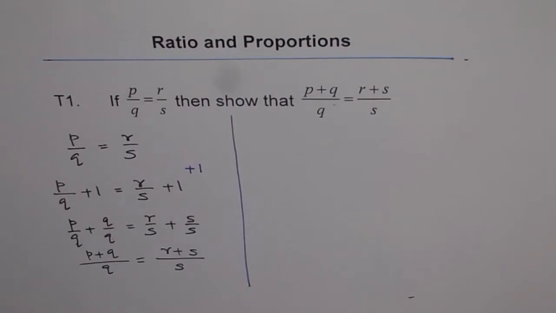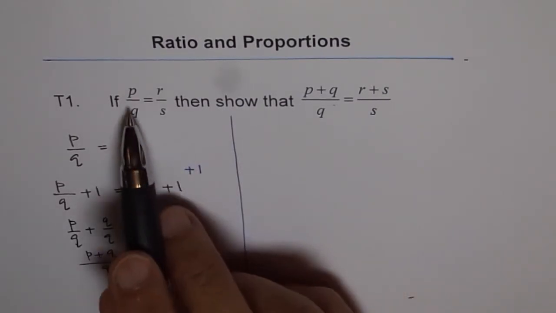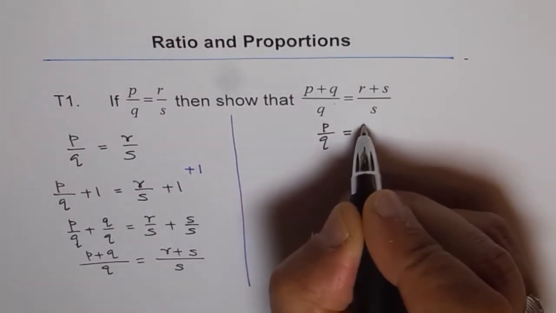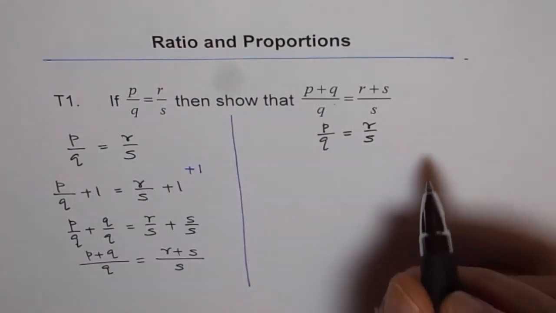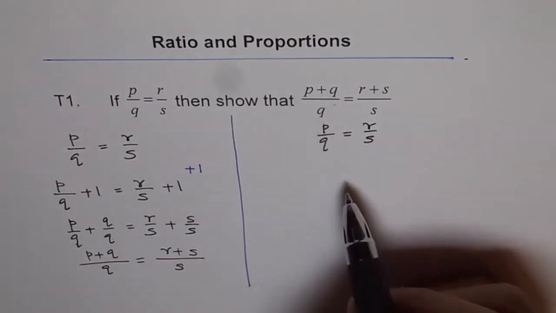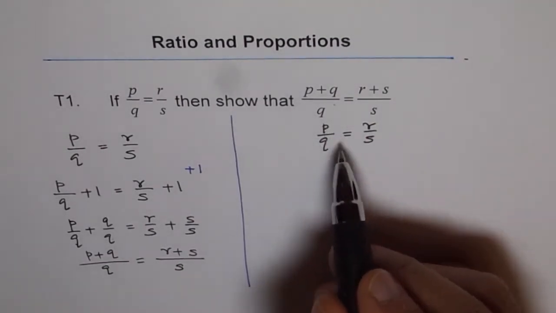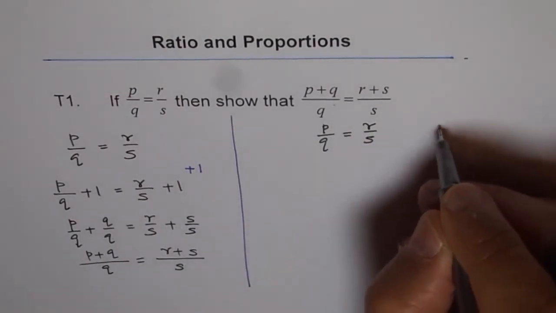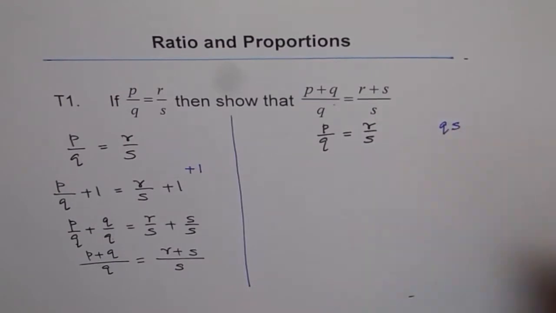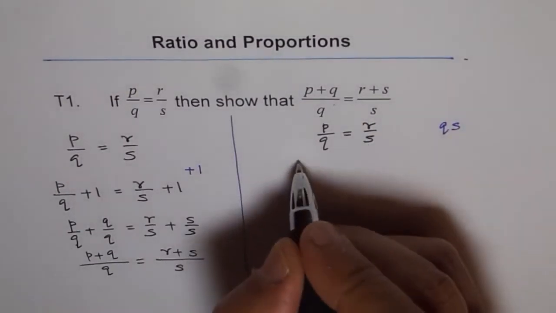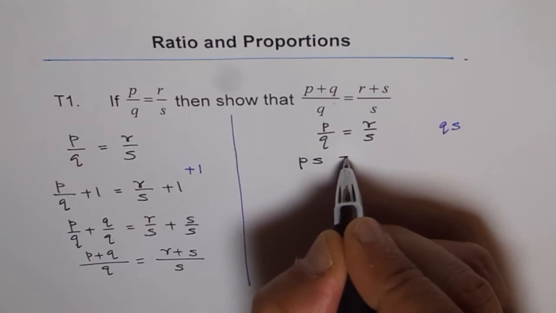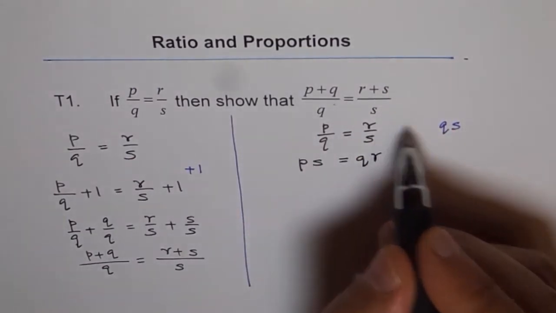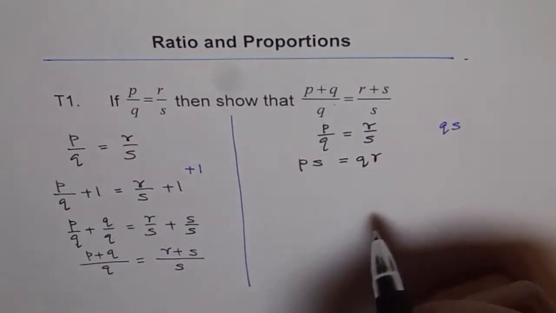Now let me show you an alternate method of doing it. We'll again start with P over Q equals R over S. Most times when we are solving ratios of fractions like this, we cross multiply, or you can say multiply both sides by QS. So effectively what we get is PS equals QR. Cross multiply or multiply both sides by QS. You get this result.